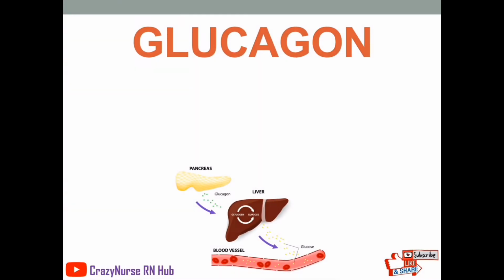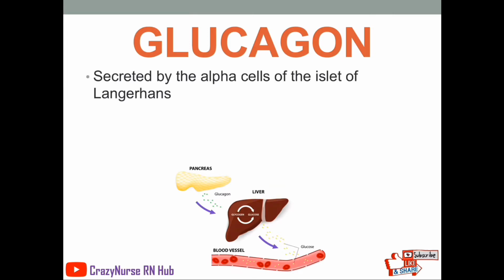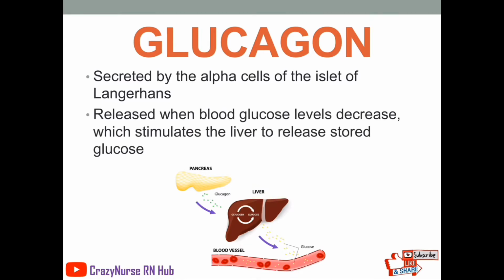Now let's proceed to glucagon. Glucagon is secreted by the alpha cells of the islets of Langerhans. It is released when the blood glucose levels decrease, which stimulates the liver to release stored glucose. The insulin and the glucagon together maintain a constant level of glucose in the blood by stimulating the release of glucose from the liver.